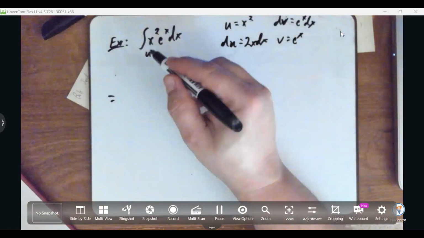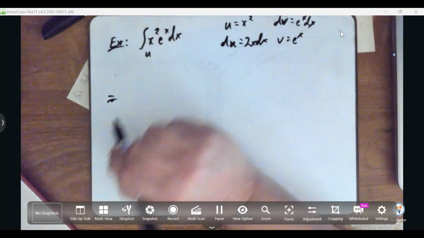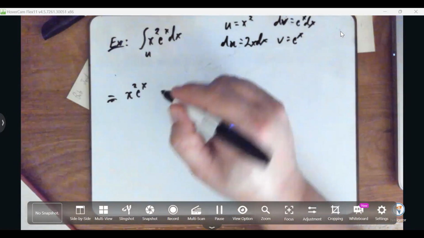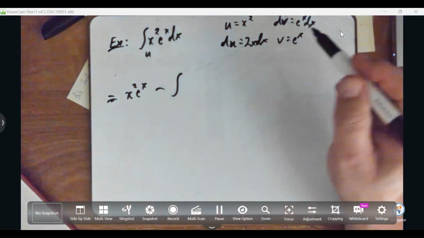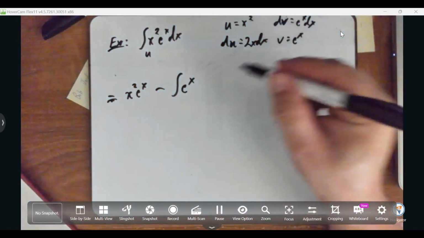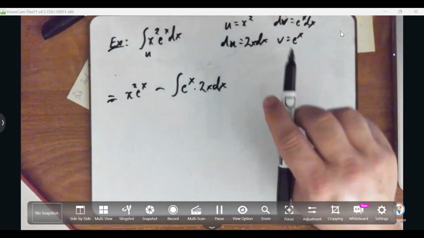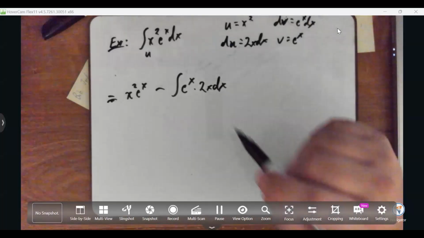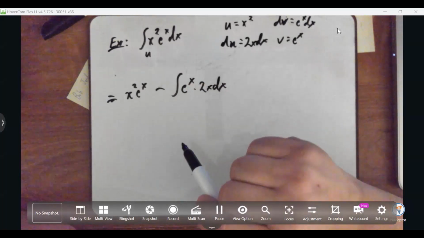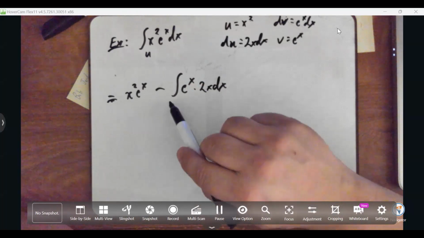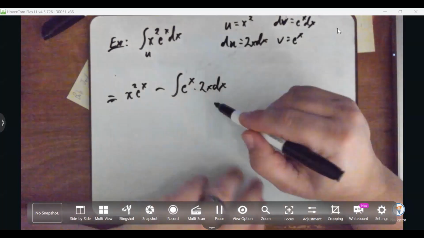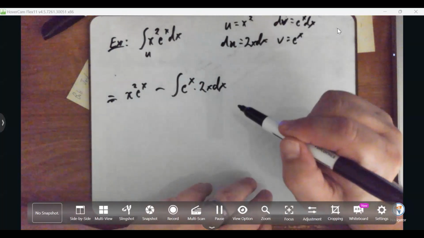And so the integration by parts formula gives uv, so that's going to be x squared e to the x minus the integral of v du, 2x dx. All right, well, that's better, but it's not quite there. This second integral isn't easy to do like the previous examples, but it's not impossible either, because we recognize that it's just another integration by parts problem.